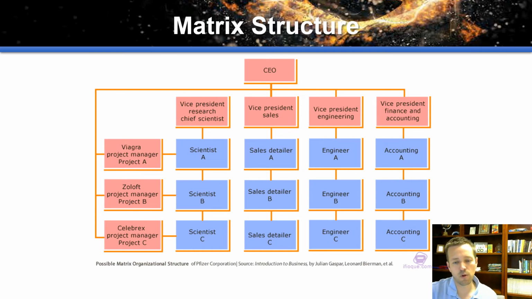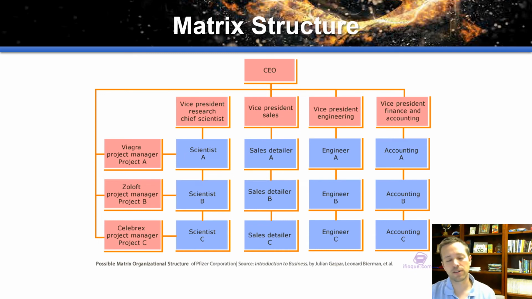All right, so the way this works, this is Pfizer. We have a research chief scientist, we have a vice president for sales, a vice president for engineering, and a vice president for finance and accounting. So that's arranged functionally. We've also got products. So there's Viagra, Zoloft, and Celebrex, different products. And then we have people here that are going to answer to multiple people, right? So we have scientist A, who is going to answer to Viagra project manager A, as well as the vice president research chief scientist here.